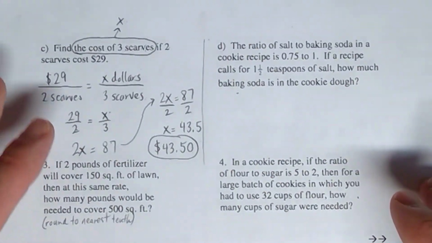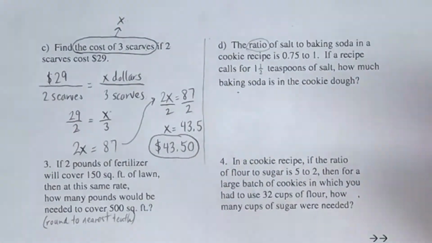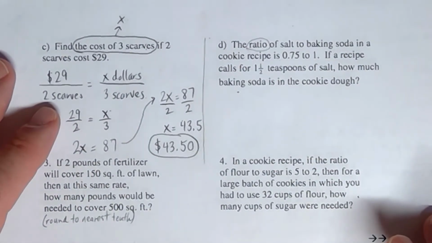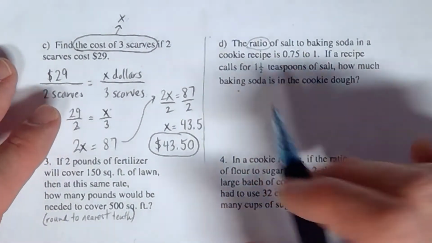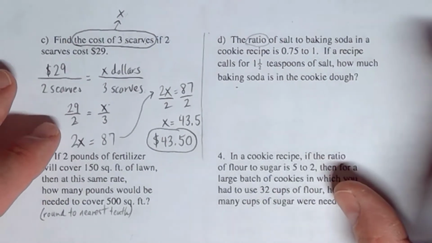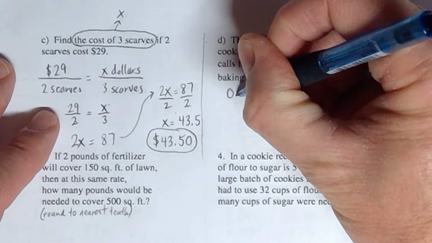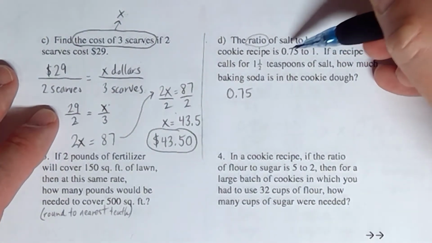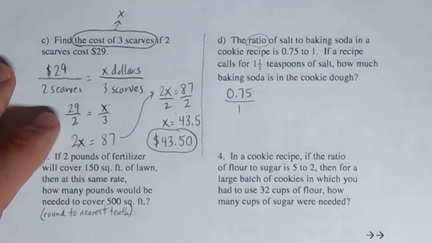Next problem here. Key word in this next problem is ratio. Ratio means a fraction, and that's fitting because we're talking about fractions being equal to each other in these problems on this worksheet. It says the ratio of salt to baking soda in a cookie recipe is 0.75 to 1. Here's what they're basically telling you. If you make a fraction, when they say 0.75 to 1, you always put the first number on top and you always put the second number on the bottom. That's just how it's done.